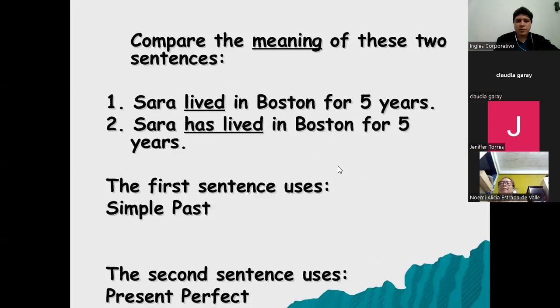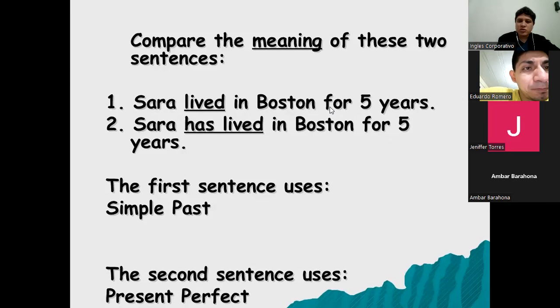So, let's see, guys. We have here some examples, okay? So, Sarah lived in Boston for 5 years, okay? Sarah has lived in Boston for 5 years, okay? El primero is simple past y el segundo is present perfect. So, guys, do you notice what is the difference here? Yes. Do you understand the difference? Yes? Okay, so Sara vivió en Boston por 5 años. Sara ha vivido en Boston por 5 años.